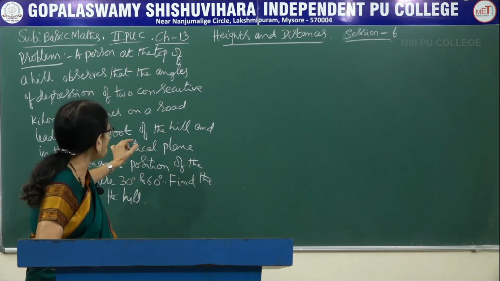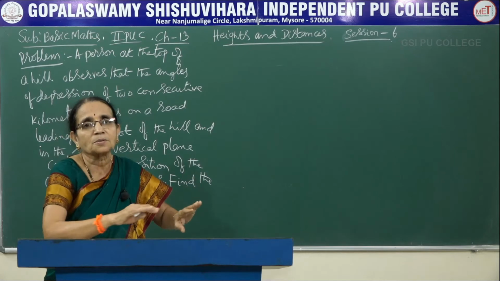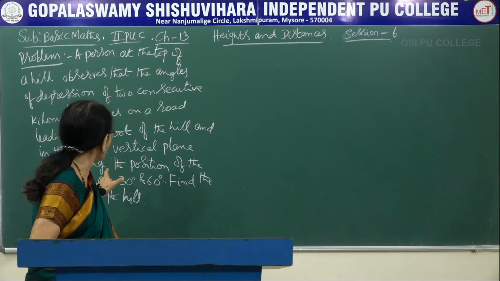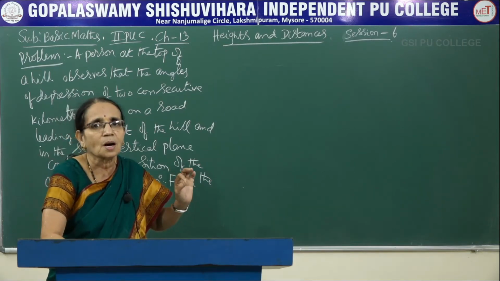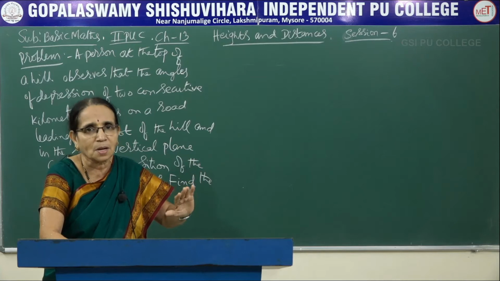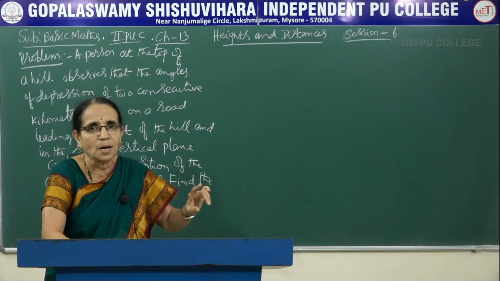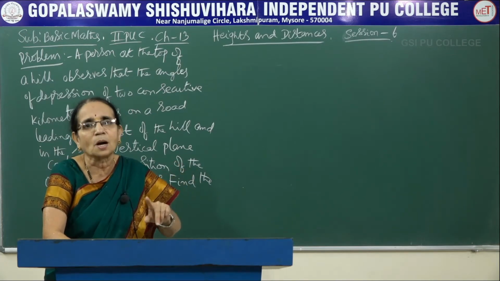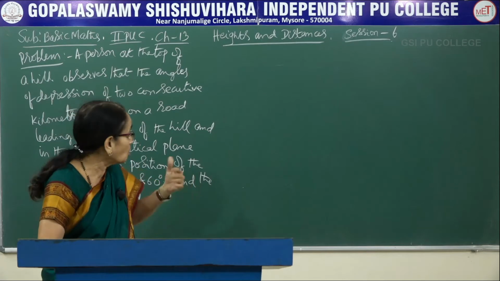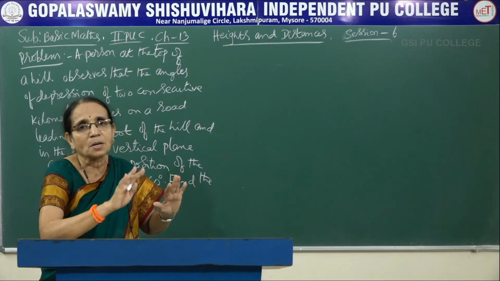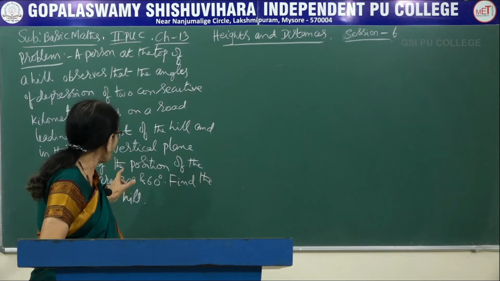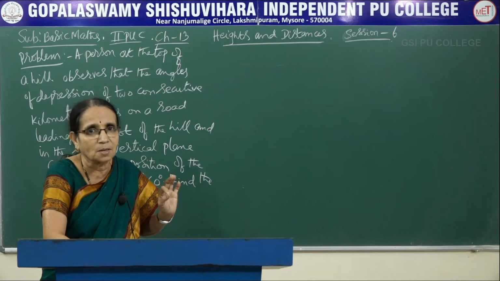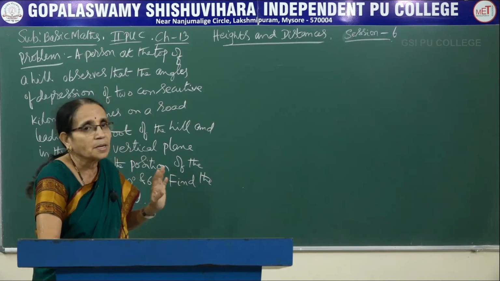On a road leading to the foot of the hill. That tells that we are considering the same horizontal line. That is the meaning of that one. And in the same vertical plane containing the position of the observer. So the same plane we are considering. The person is standing on the top of a hill and he is observing two consecutive kilometer stones on the road, all of them in the same vertical plane. And the angles of depression have been observed as 30 degrees and 60 degrees. Then you have to find the height of the hill.